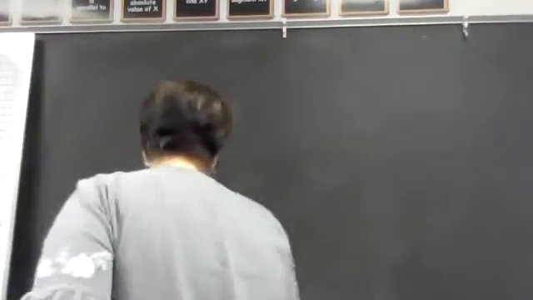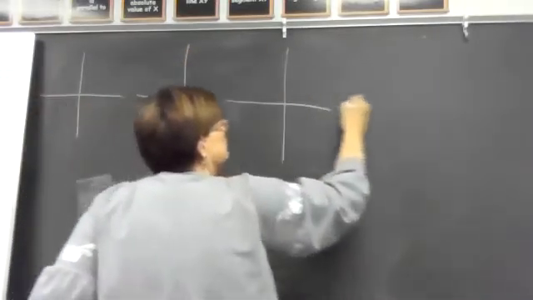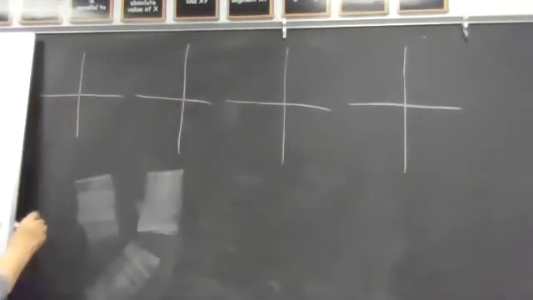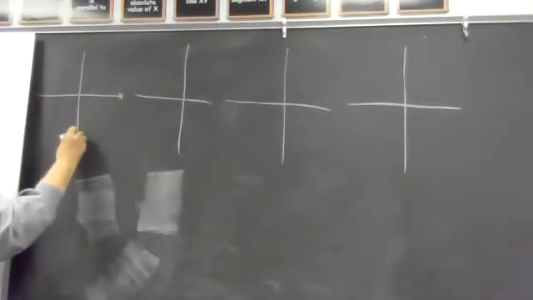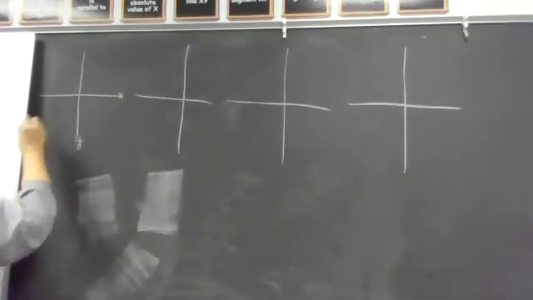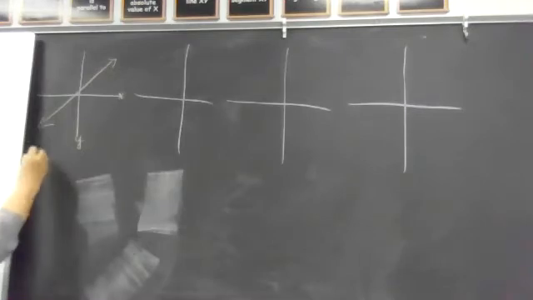Thank you. Okay, there are 4 main types of slopes that we're going to talk about. The first one, this is our X and our Y axis. The first type starts low and goes high. This is a positive slope.